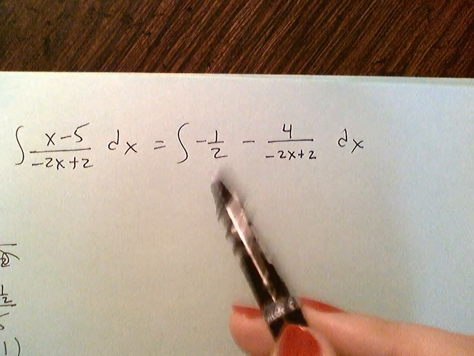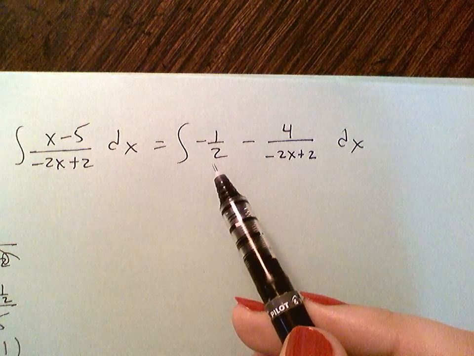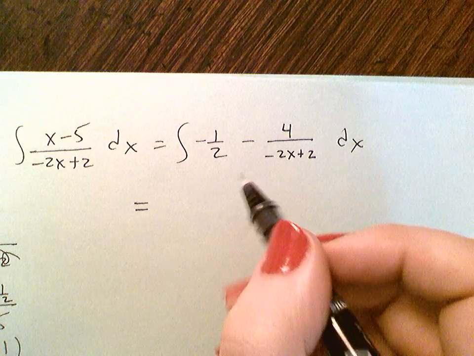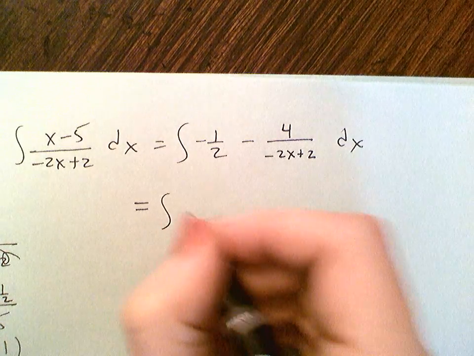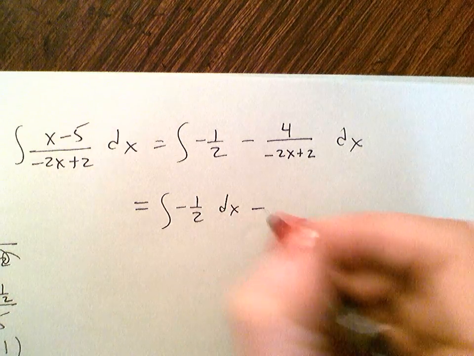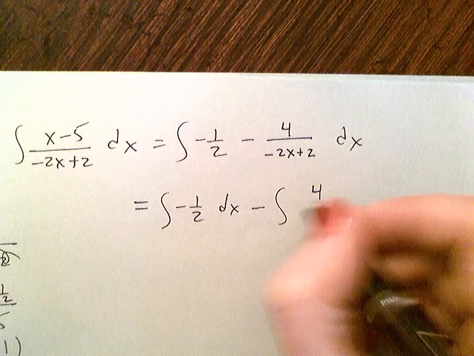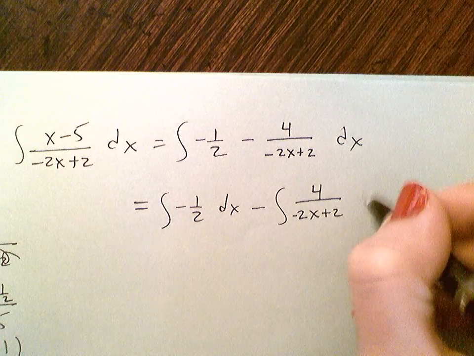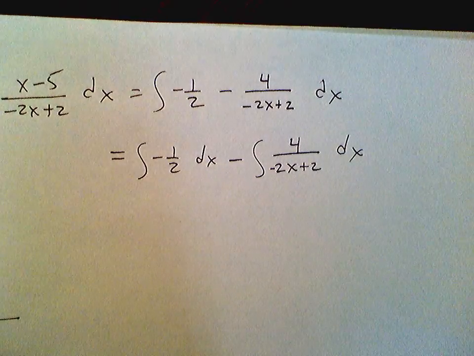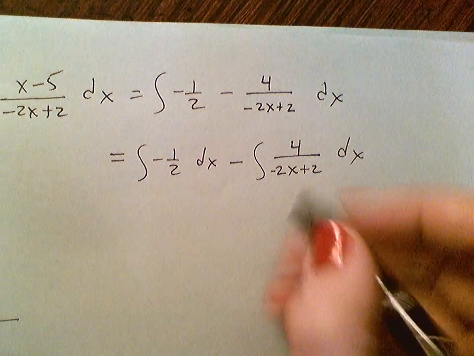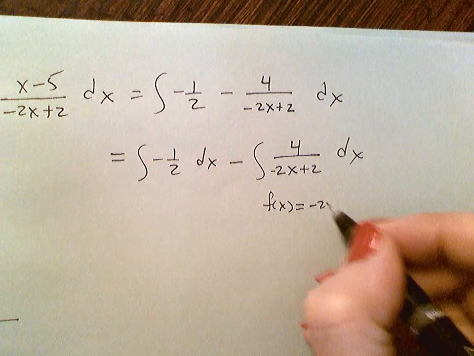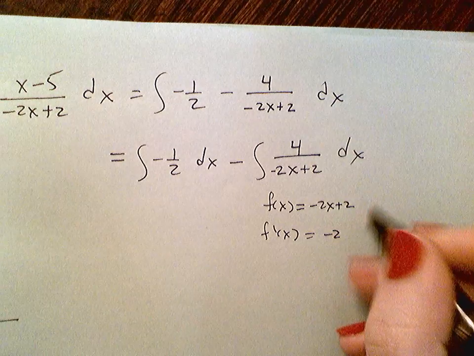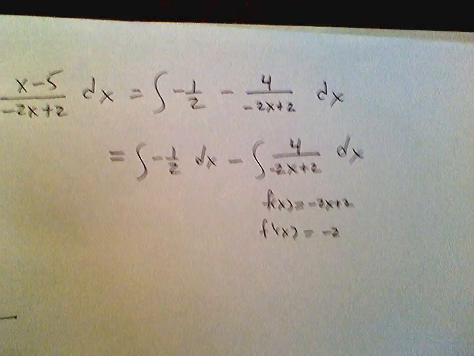Okay, and then I'm going to split this up. This is just a constant, so I can use the power rule on that. Okay, so this is going to be the antiderivative of negative 1/2 dx minus the antiderivative of 4 over negative 2x plus 2 dx. Okay, so I'll focus on this one here because that's the quotient, and I'll let f of x equal negative 2x plus 2. So f prime of x is, no, just negative 2.